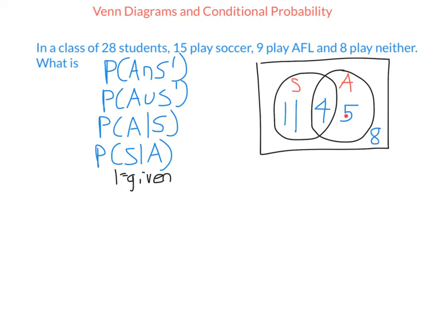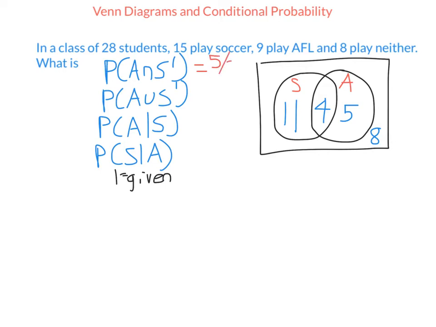Note, 8 plus 5 plus 4 plus 11 equals 28. So the Venn diagram, and this is what a Venn diagram looks like, is just a way for us to organize our information. So let's go ahead and calculate these probabilities. Firstly, the probability of AFL and not soccer. We're looking at people in the AFL circle who do not play soccer. In the AFL circle, these 4 play soccer, these 5 do not. So there are 5 people here who play AFL and not soccer.